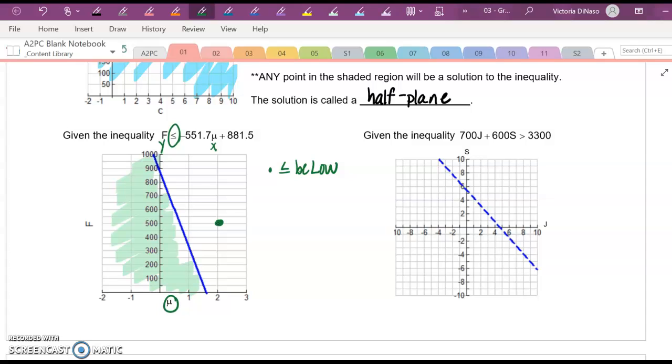And then finally we have, given the inequality, 700j plus 600s is greater than 3,300. Based on this inequality and the symbol right in front of my y value, which is s, the symbol in front of the y will not change. So therefore, we're going to be shading above.